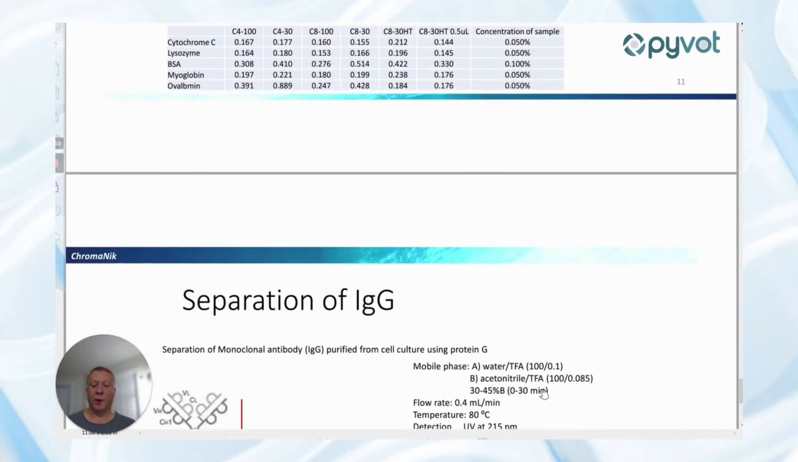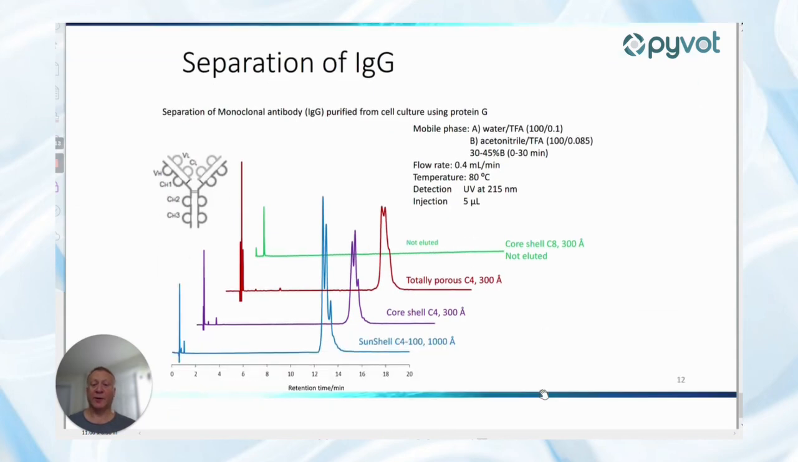I want to highlight one more slide here, and this is the separation of monoclonal antibodies. This is again purified from cell culture using protein G. And we're looking at different phases. We have a core shell C8, and this did not elute very well. Then looking at both a porous and a core shell column with a 300 angstrom, the best separation was with the Sunshell C4-100. And again, this is 100 nanometers or 1000 angstrom, just to give you some perspective.